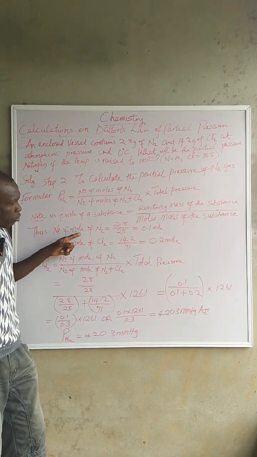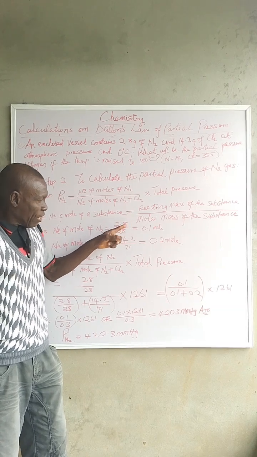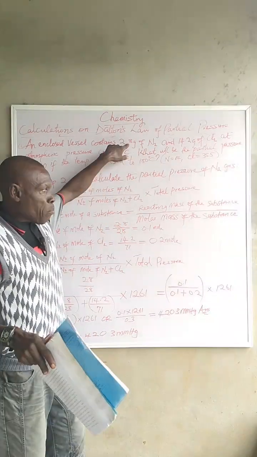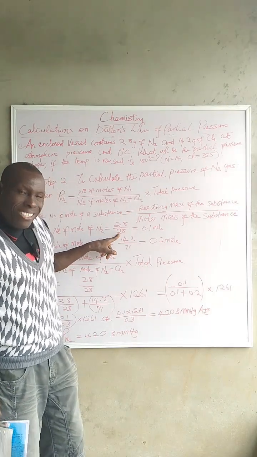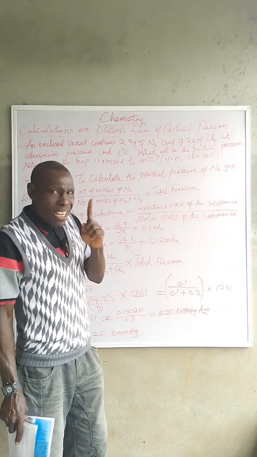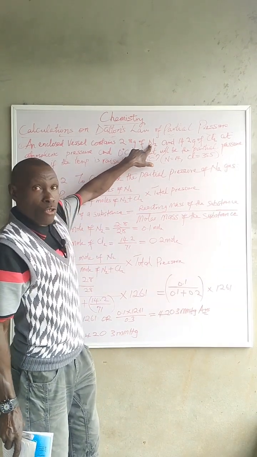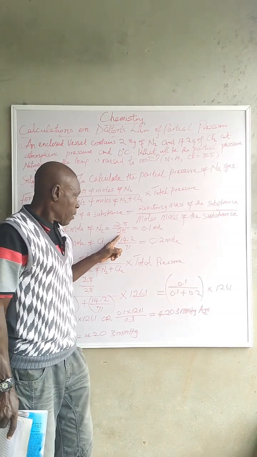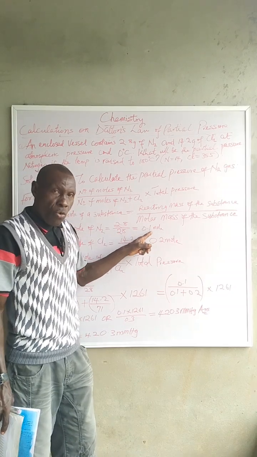Therefore, the number of moles of nitrogen will be equal to 2.8 over 28. 2.8 is the reactant mass. Then 28 is the molar mass of nitrogen. How do you get 28 here? One atom of nitrogen weighs 14 grams, and we have N2. There are two atoms, so 2 times 14 gives you 28 grams. If you divide 2.8 by 28, you have 0.1 mole.